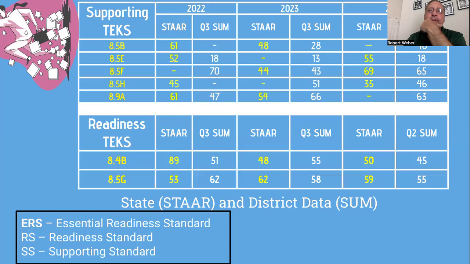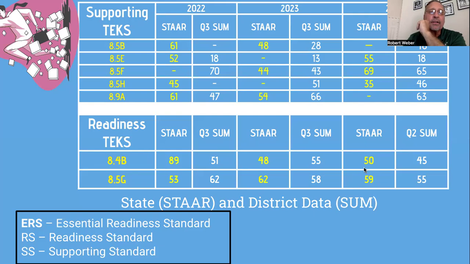Data. So these are heavily tested. As I said, this is kind of an important one. You can see the data across the board. We've done reasonably well on the STAAR problems, but you can see sometimes our summatives have been a little bit of a struggle for the kids. Obviously, pay attention to the two most heavily tested, which are the readiness TEKS at the bottom.